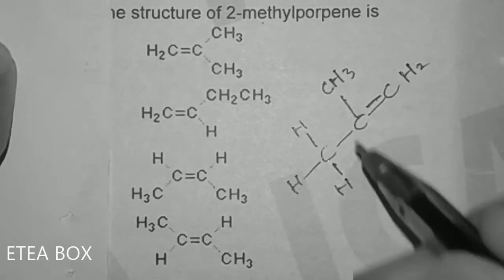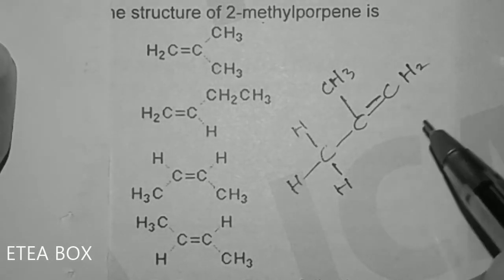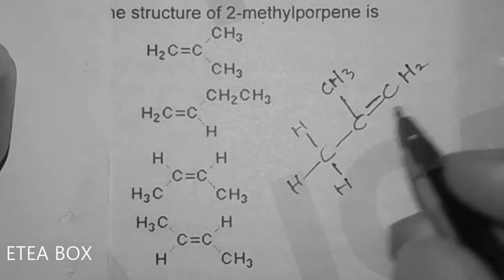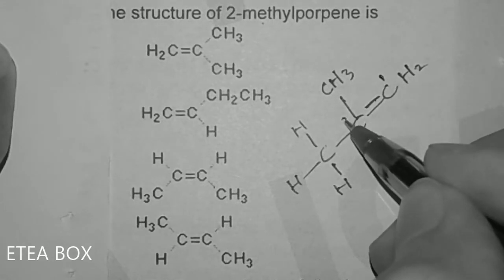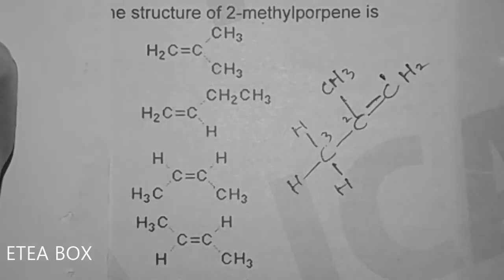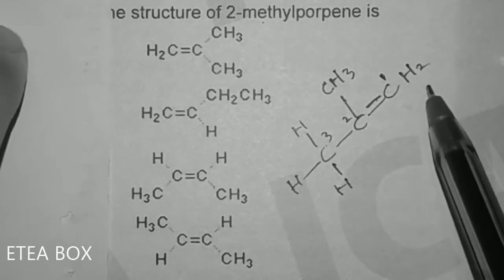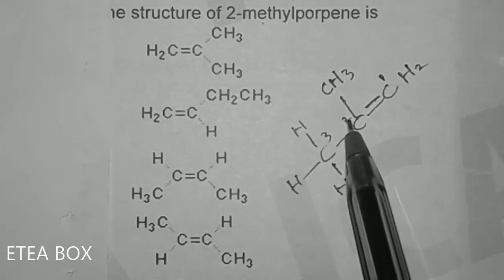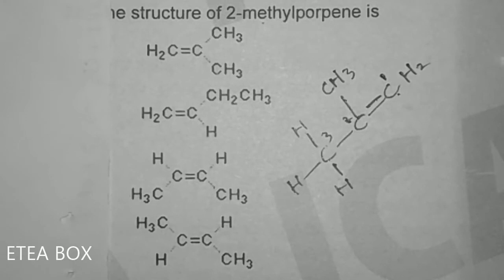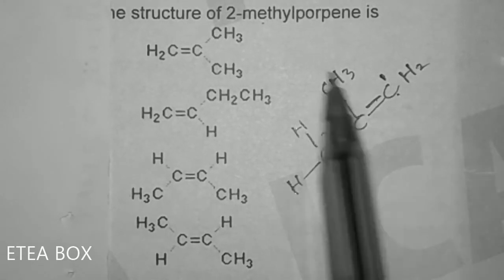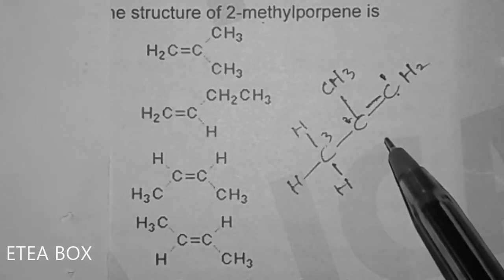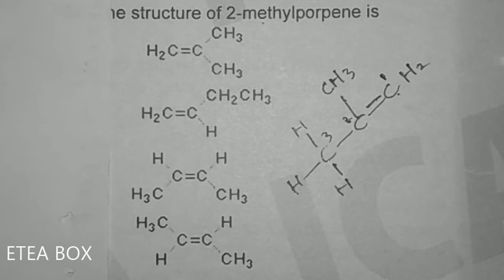Now let me name this one. When we name an alkene, we have to start the numbering where the double bond is present. Let's start the numbering from here, 1, 2 and 3. On carbon number 2, a methyl group is present, so you can call it 2-methylpropene. When the double bond is present on carbon number 1, you don't need to specify its location, so you can directly write 2-methylpropene. It means that the double bond is present on carbon number 1.